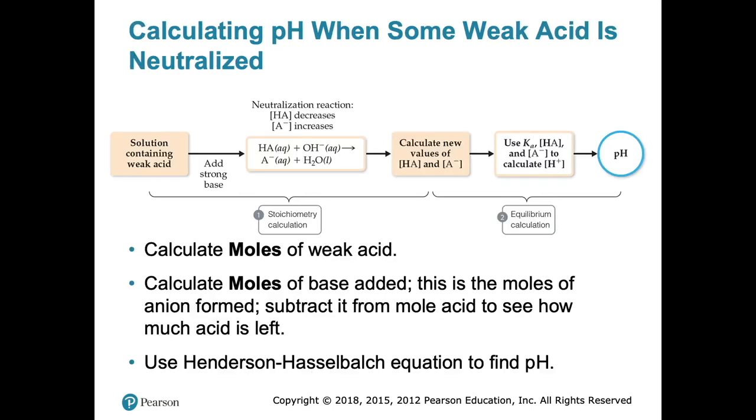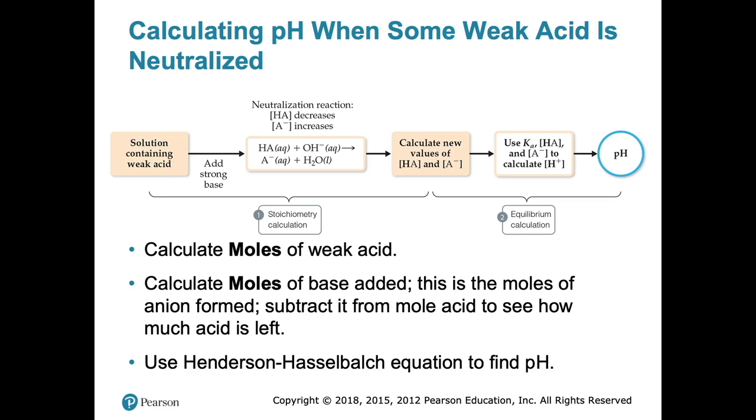So, calculating pH when some weak acid is neutralized. You can start out with a solution containing the weak acid and add some strong base, like the example we just showed. In this neutralization reaction, the acid decreases and the acetate, the conjugate base, increases. This is the equation you'll have: HA plus OH minus makes the conjugate base and water. Now you can calculate all the new values using the modified ICE table, not the one that has the equilibrium, but the one that says before and after, and then you'll get the pH from that.